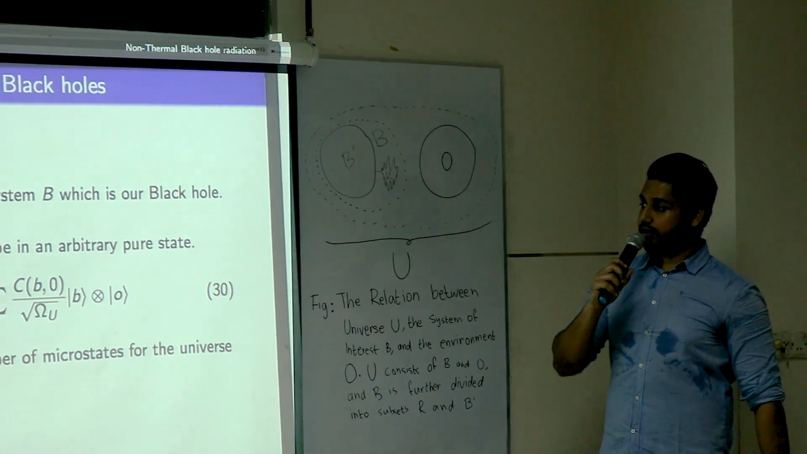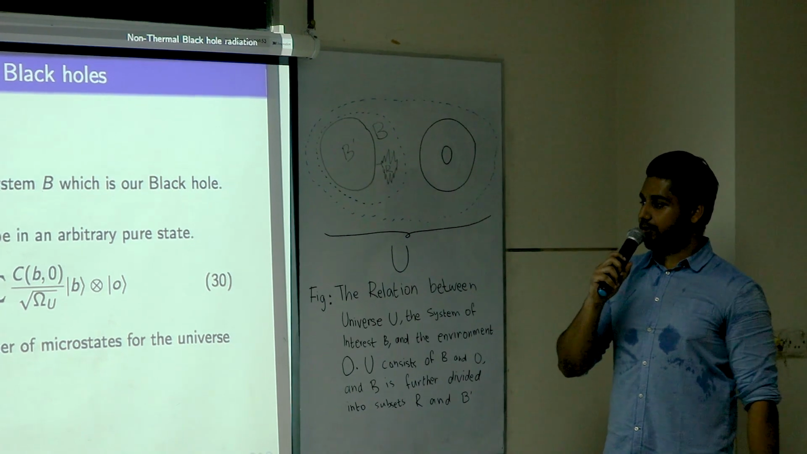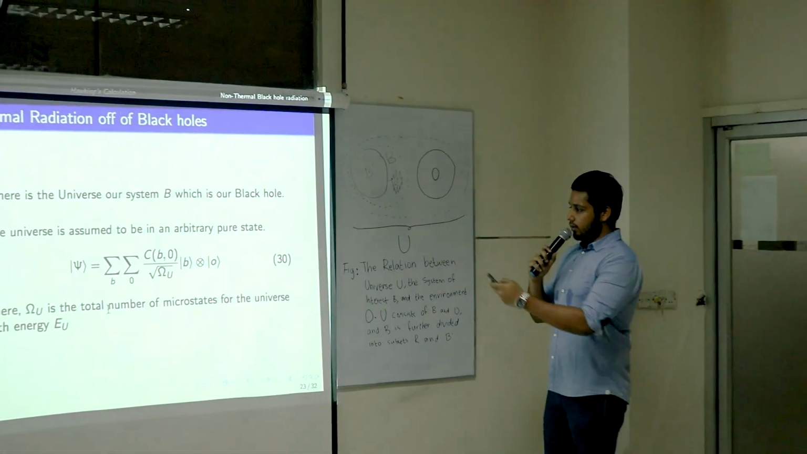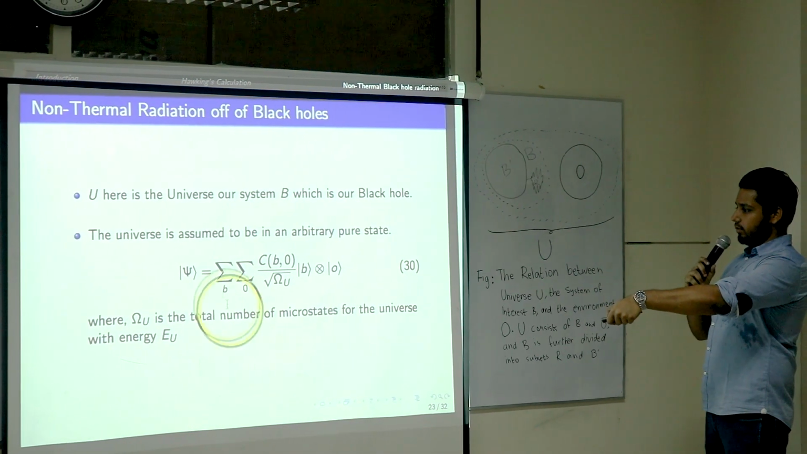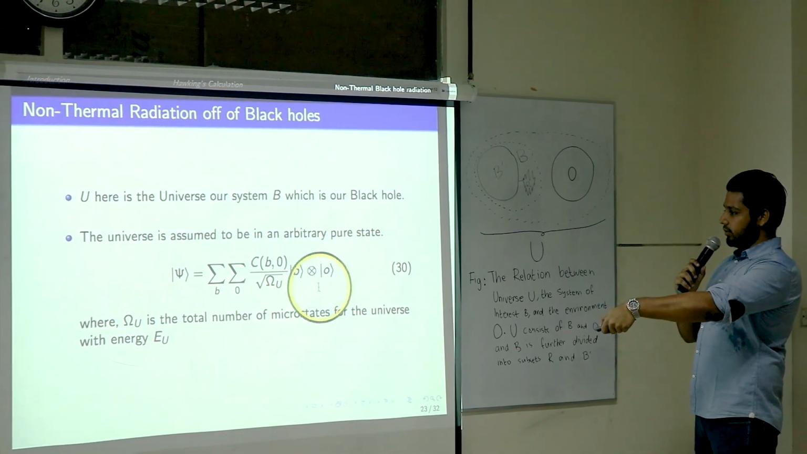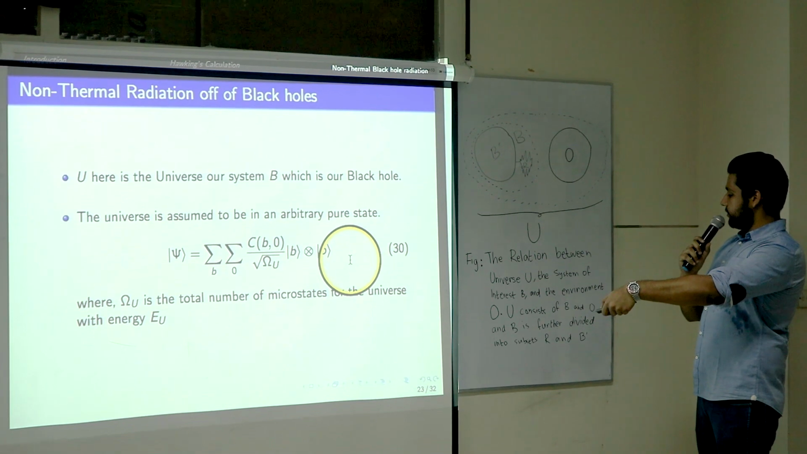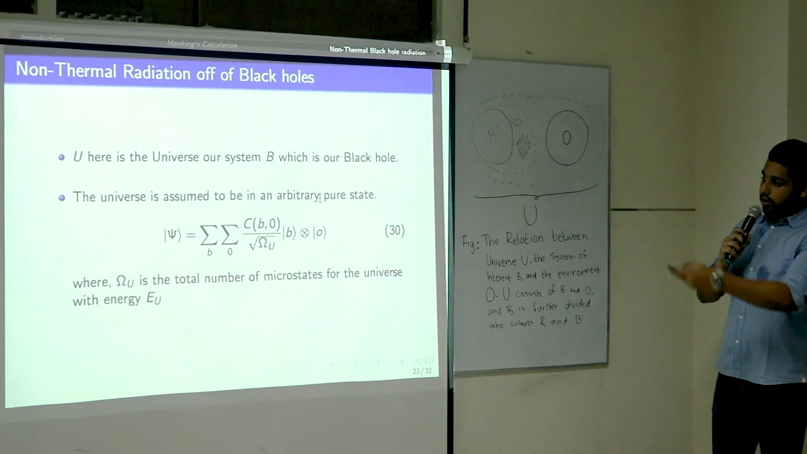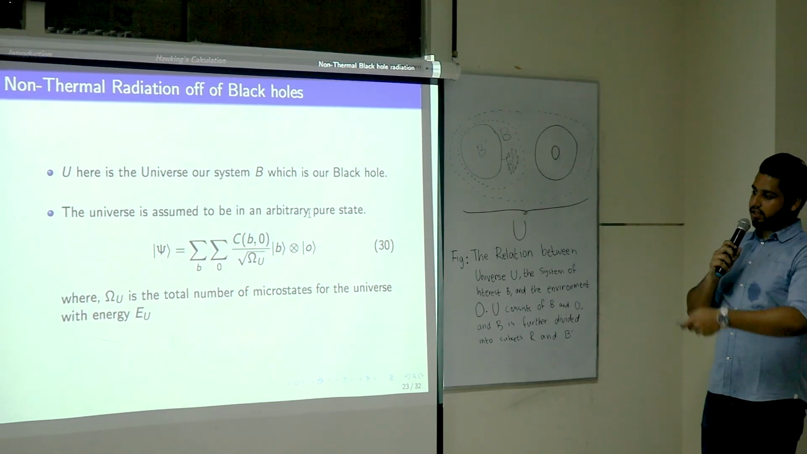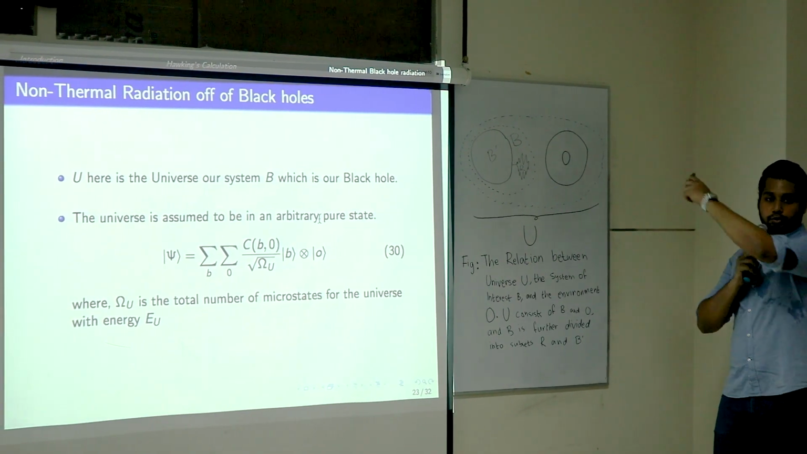We assume the universe to be an arbitrary pure state. This is the state of the black hole, the tensor product with the state of the environment, and C here is just the coefficient. And gamma U is the total number of microstates for the universe with energy EU of the total universe.